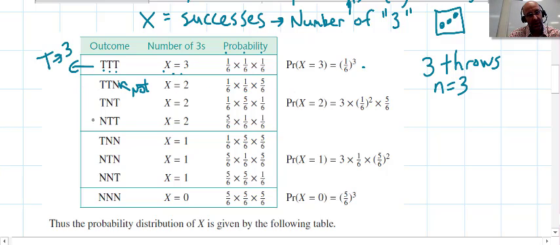And then we've got the case of getting 2. Alright, so these are where we get 2 threes. There's 3 ways of that happening. Okay, could be on the first and the second, could be on the first and third, and then could be on the last 2. Likewise with 1 three and 2 non-3s, and then no 3s at all. And you can see the corresponding probabilities there.